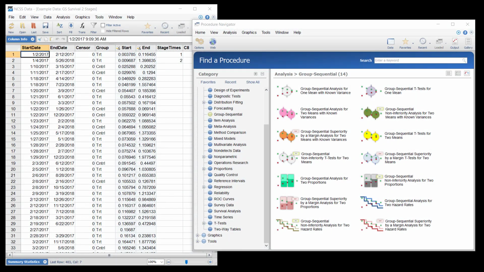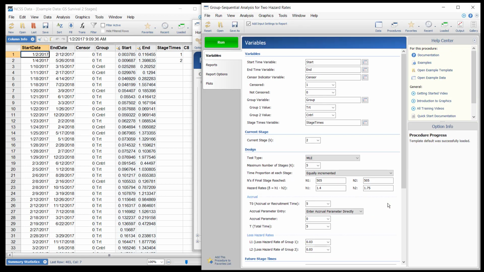The Group-Sequential Analysis for two hazard rates procedure is used to test the difference of two hazard rates in stages using group-sequential methods. This methodology assumes an underlying exponential model. Unless the stage boundaries are entered directly, the stage boundaries are defined using a specified spending function. One- or two-sided tests may be performed with the option of binding or non-binding futility boundaries.